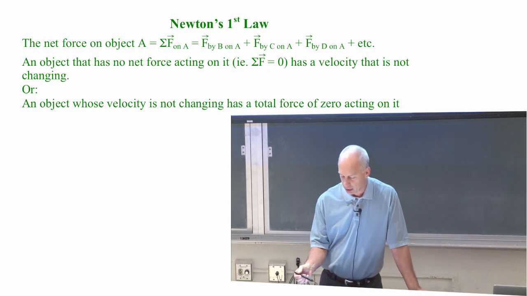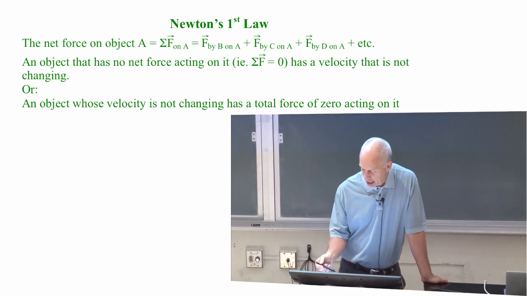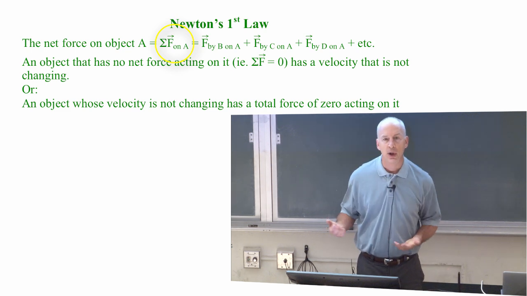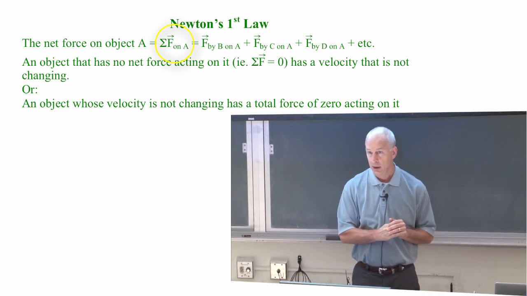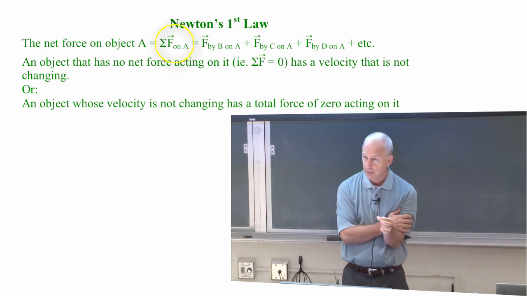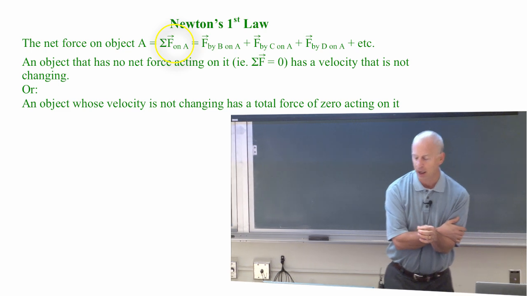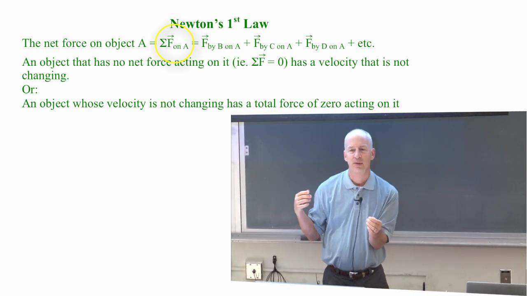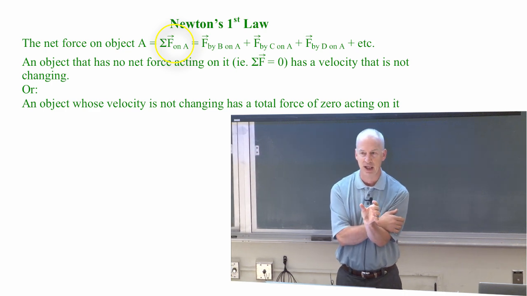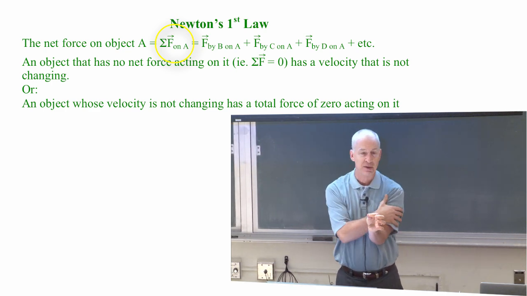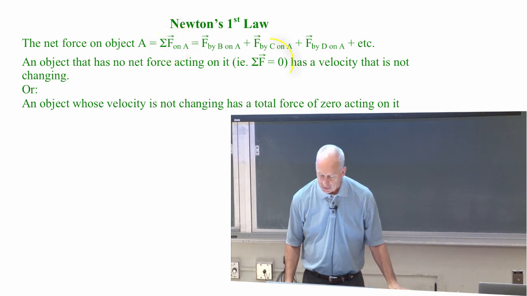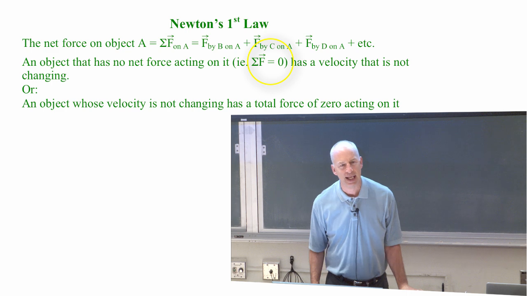Newton's first law, which just says that if you add up all the forces acting on some object, in other words, you include all of the interactions of that object with objects outside it, that would be all the forces acting on object A. Those forces represent interactions between object A and whatever surrounding objects have significant forces on it, significant interactions with it.